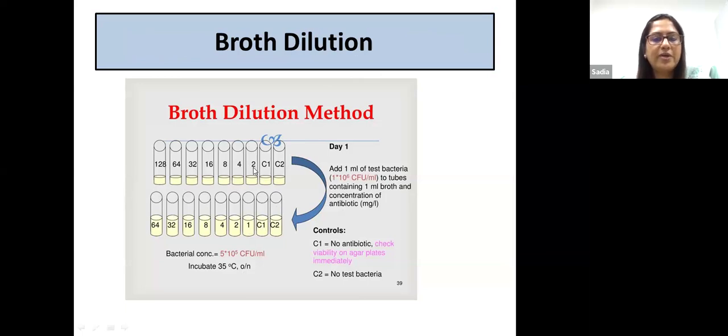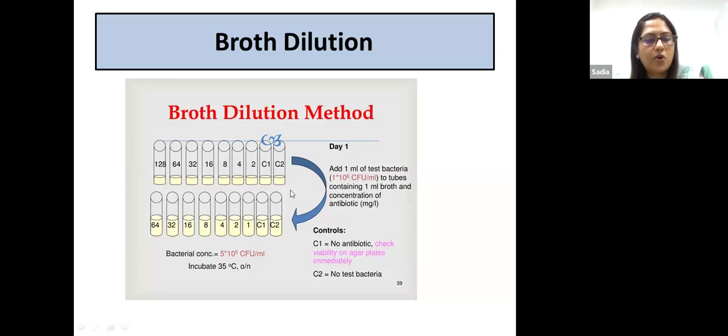So the first tube contains 2 microgram per ml or 2 milligram per liter, any of the notations that you want to use. This next tube contains 4 microgram per ml. And by the time you come here, the concentration of antibiotics has increased. Okay, so this is a broth which contains the antibiotics, and to that, we will add a broth which contains bacteria, right? So the bacteria is being challenged by different concentrations of antibiotics.